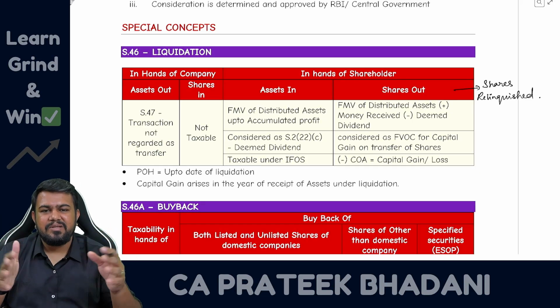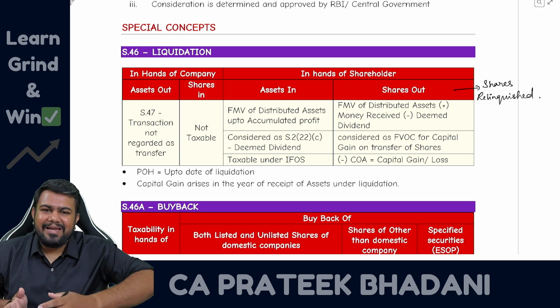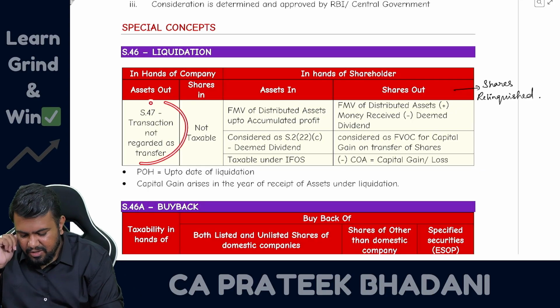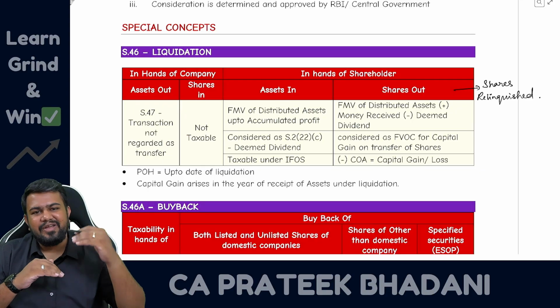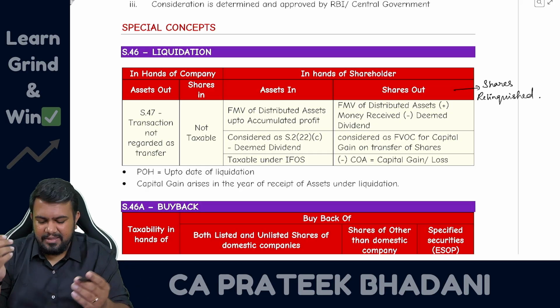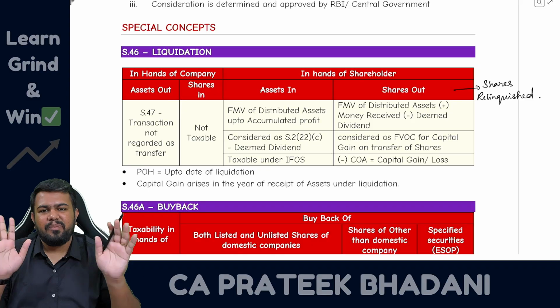That is why it is distributing whatever assets it is having to the shareholders, and whatever money it is having also it is distributing to the shareholders. Now when the company is distributing to shareholders, when the assets are being transferred from the company to the shareholder, then it is a transaction not regarded as transfer, which we have already learned in the beginning of this video. When the company is giving the asset, it is a transaction not regarded as transfer. Hence, the company need not pay any tax.